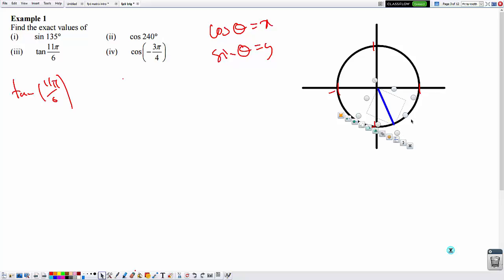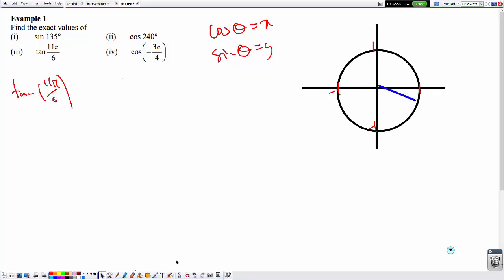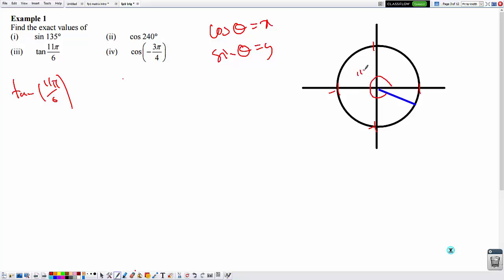Also, you can think about it as, so I'm off by about that. Well, actually a little bit more than that, I'd say. Let's say that much. So this whole angle here is 11 pi over 6. Notice we're using radians now. So we want to work out tan of this.